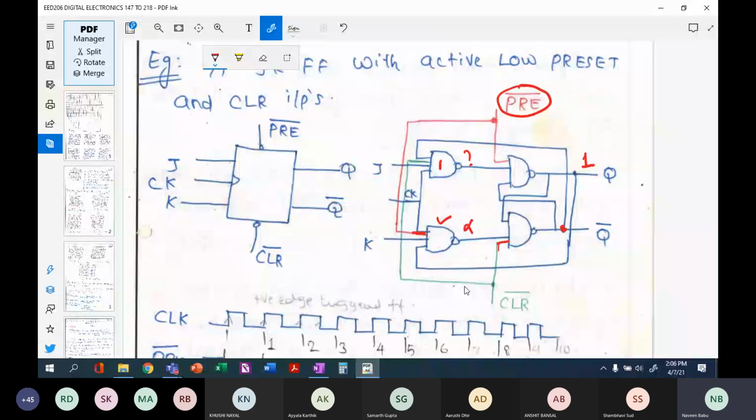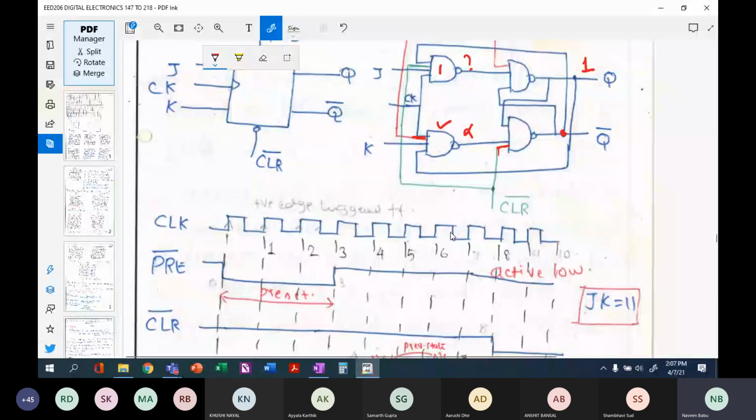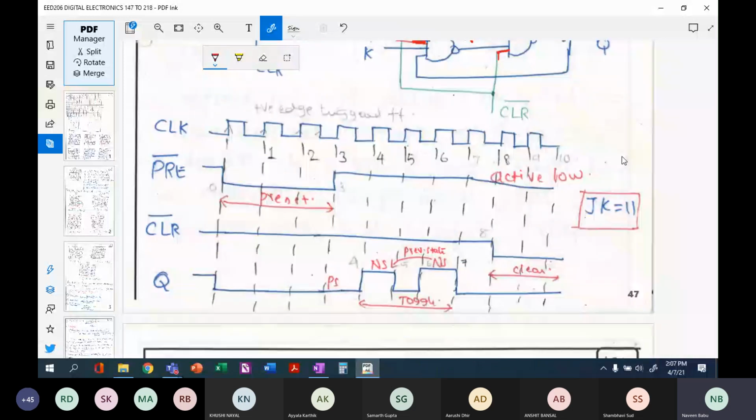Now, if you look at the timing diagram, there is a small understanding that we must make here. We are going to take a peculiar case of JK equal to 1, 1, because this is where the toggling takes place. Now, with both the inputs, please see here that we are giving a 0 here and your clear value is 1.